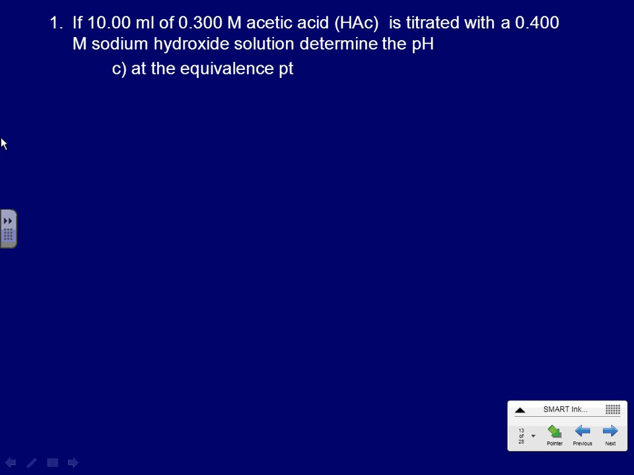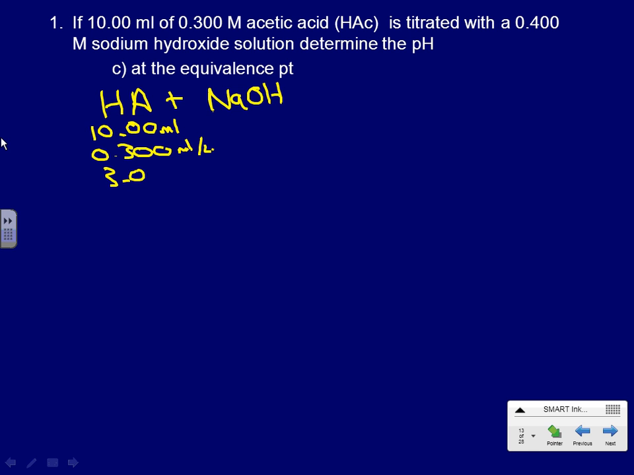Okay, let's take a look at the next scenario. C, at the equivalence point. So C is a little different here. Again, I'm starting with an HA, and that's going to be plus NaOH. And I'm starting with 10 milliliters, nothing different. And I still have 0.300, and that's moles per liter. And that's still going to be 3.00 millimoles.